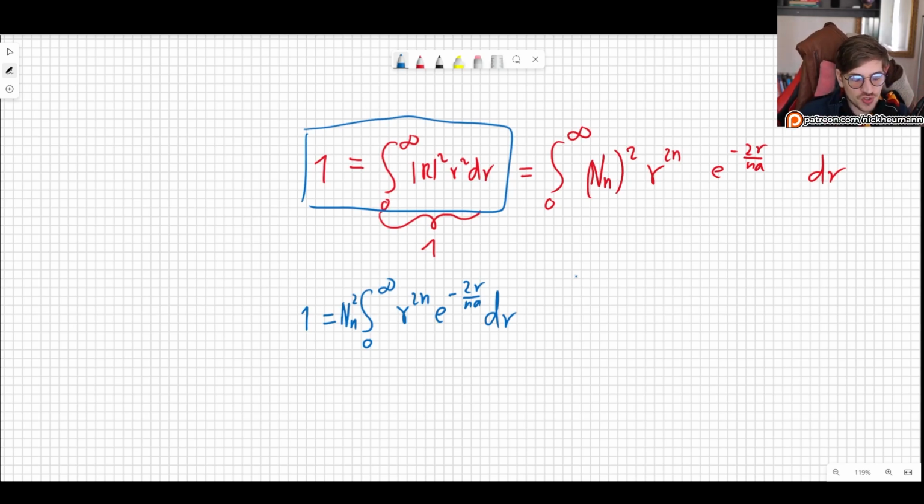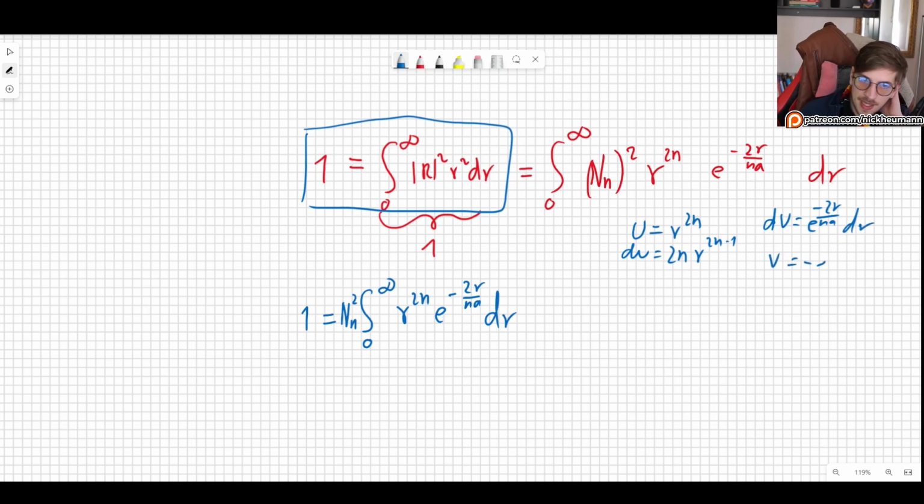Now, the way to solve it is to use integration by parts. So you say, okay, u is equal to r to the 2n, du is going to be 2n r to the 2n minus 1, dv is going to be e to the minus 2r over na dr, and v is going to be minus e to the minus 2r over na times na over 2. Okay, and then you do integration by parts, yada, yada, yada, and you will have to do it many times over. In fact, like 2n times, which is not very fun.